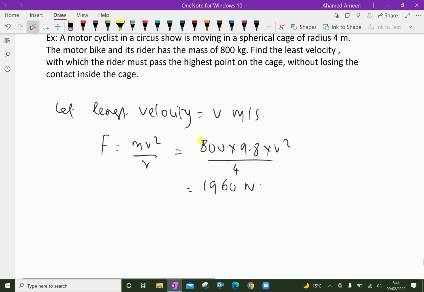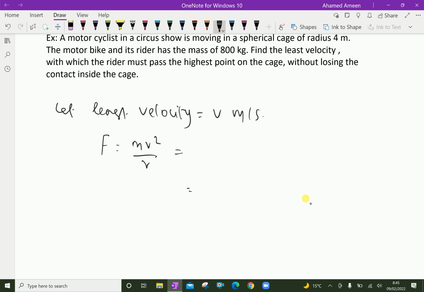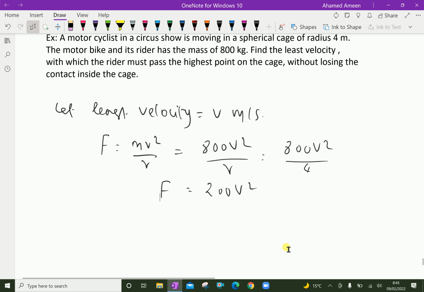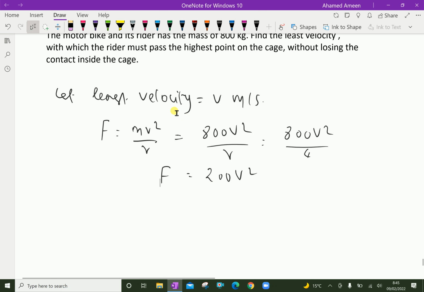Here look, this mass is there, not Newton. Here that is mv squared by r, mass is 800, v squared over r, which is equal 800 v squared, radius is 4, which is equal 200 v squared. This force is balanced by the weight of the rider and its bike.